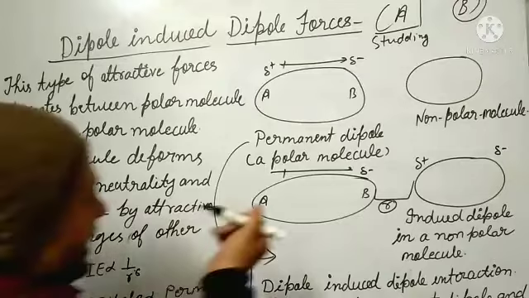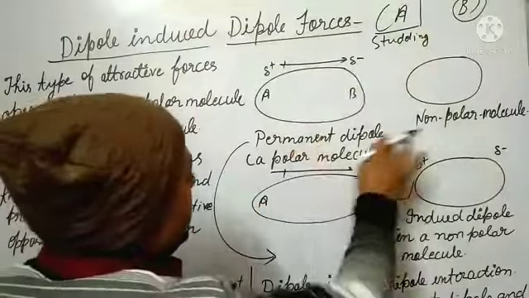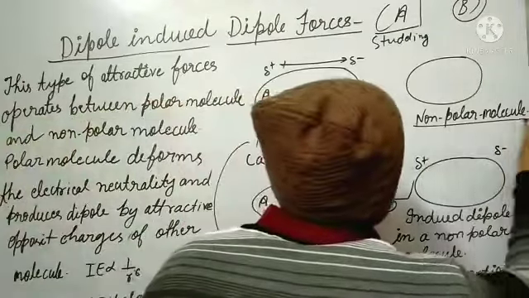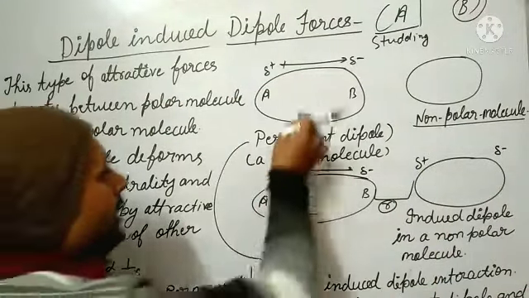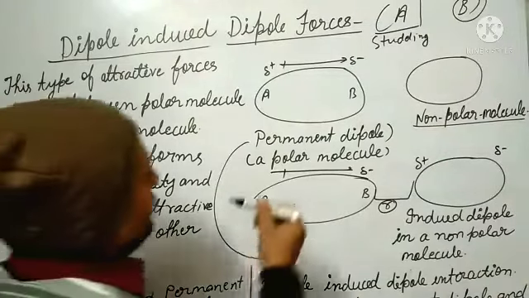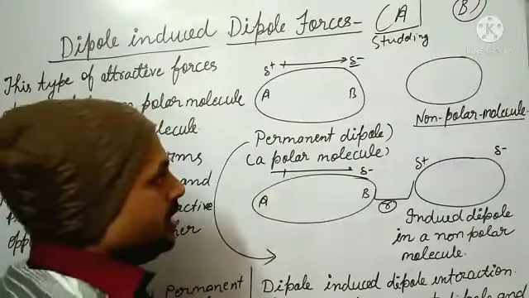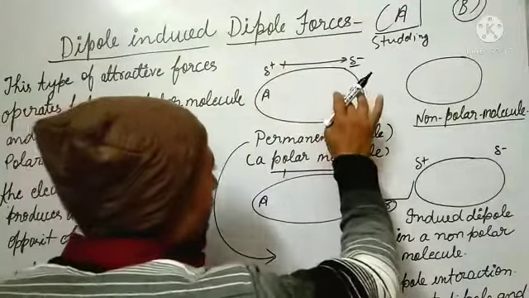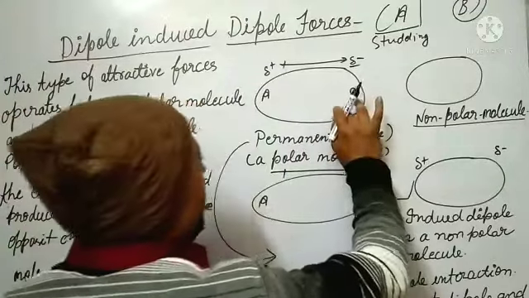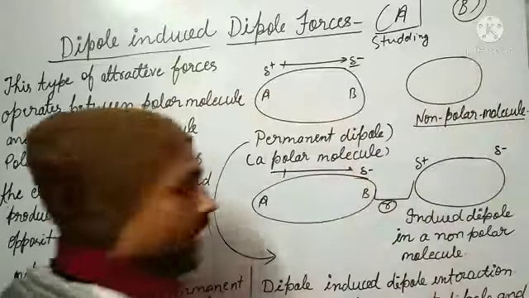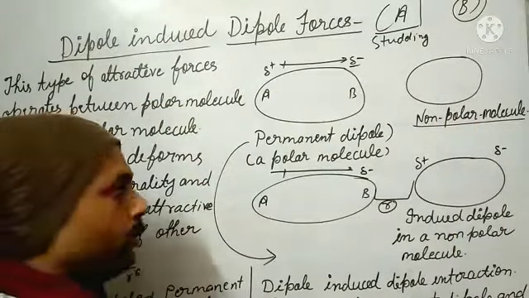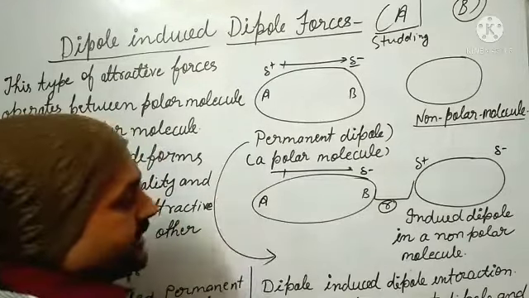So just see what I am telling here. This is the molecule. This molecule has a permanent dipole. But that one is non-polar, means electrically neutral. So what happens when these molecules are brought closer? The negative portion of this molecule attracts the positive portion of that molecule, and polarity is produced in the molecule, and this is the reason they interact.